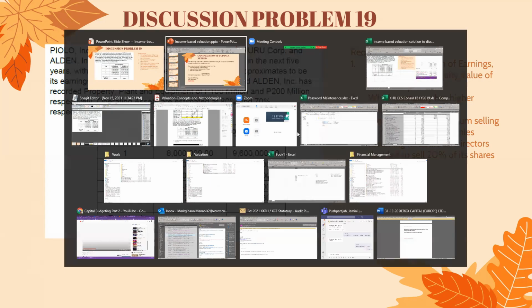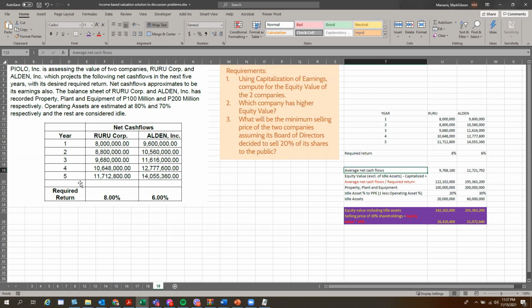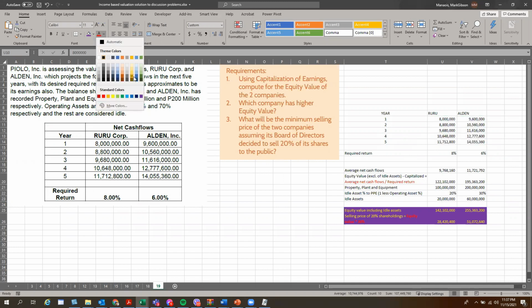So let's have problem number 19. Okay, class, we can approach this step by step. Number 1 step is, of course, get the average net cash flows. Given the net cash flows for years 1 to 5, that's 8 million, 8,800,000, 9,680,000, 10,648,000, 11,712,800. So again, these are given, class. We have not analyzed anything there yet.